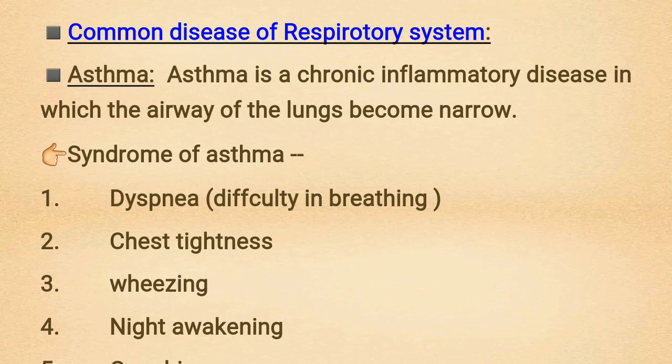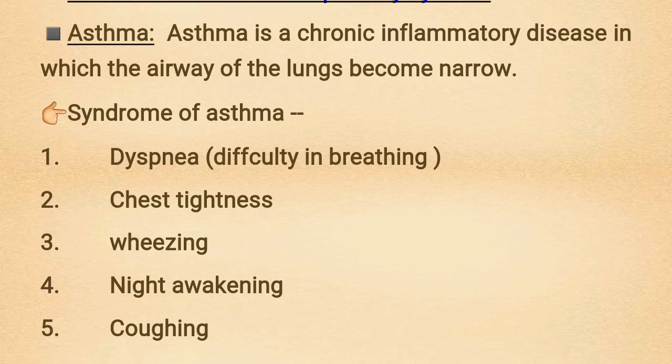Common disease of respiratory system: asthma. Asthma is a chronic inflammatory disease in which the airway of the lungs becomes narrow. Symptoms of asthma: number 1, dyspnea or difficulty in breathing. Number 2, chest tightness. Number 3, wheezing. Number 4, night awaking. Number 5, coughing.